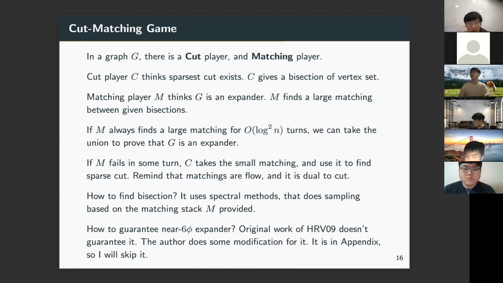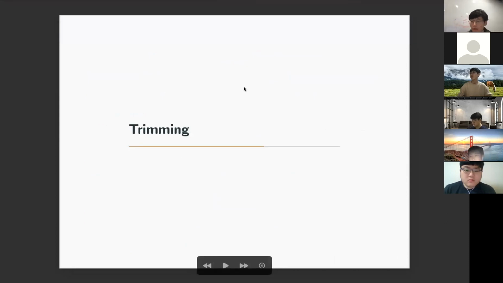I won't get into details because I don't know this very well. If you want to know more about this, you can refer to the paper that Räcke wrote in 2009. How to guarantee a near pi expander is also not guaranteed by that paper, so the authors needed some modification for it, but it is in the appendix and not in the main paper. I don't understand that very well either. It's also complicated. So that's all.